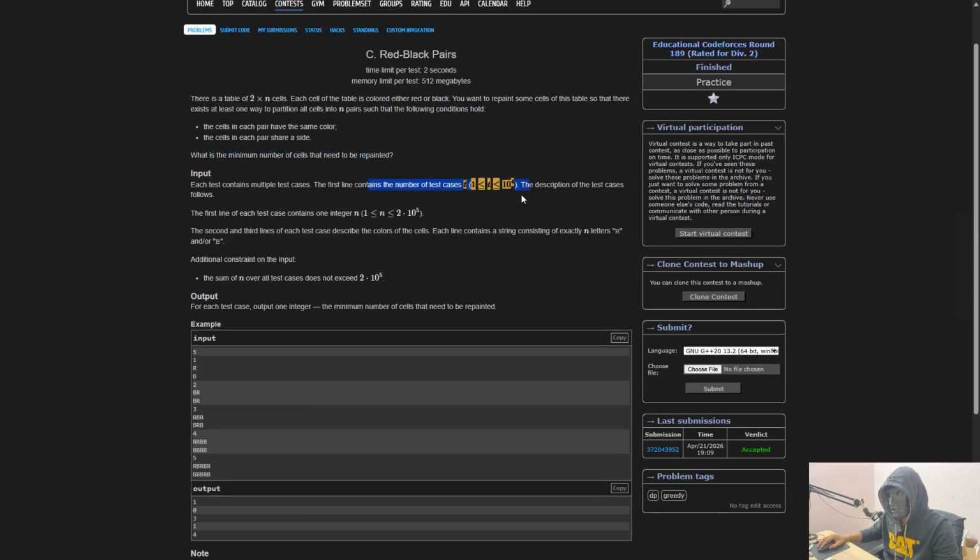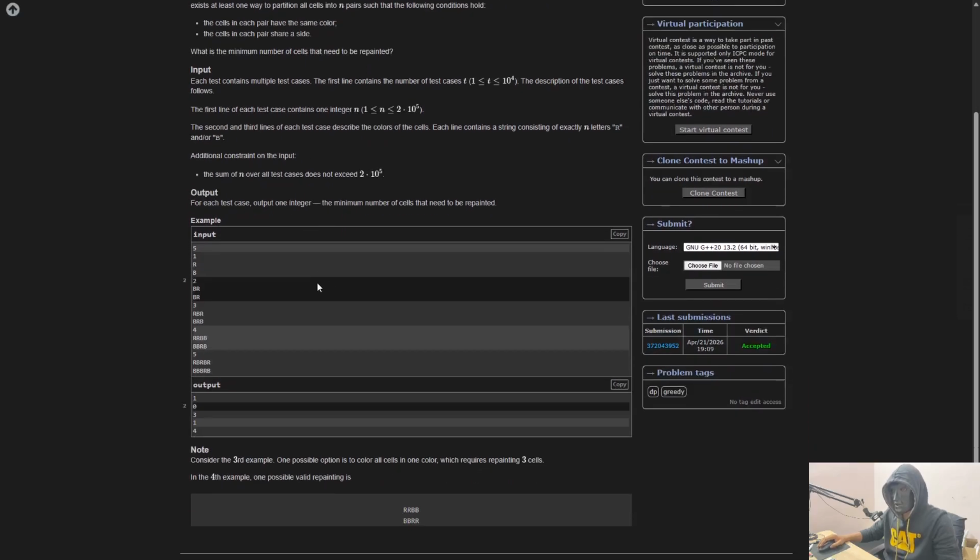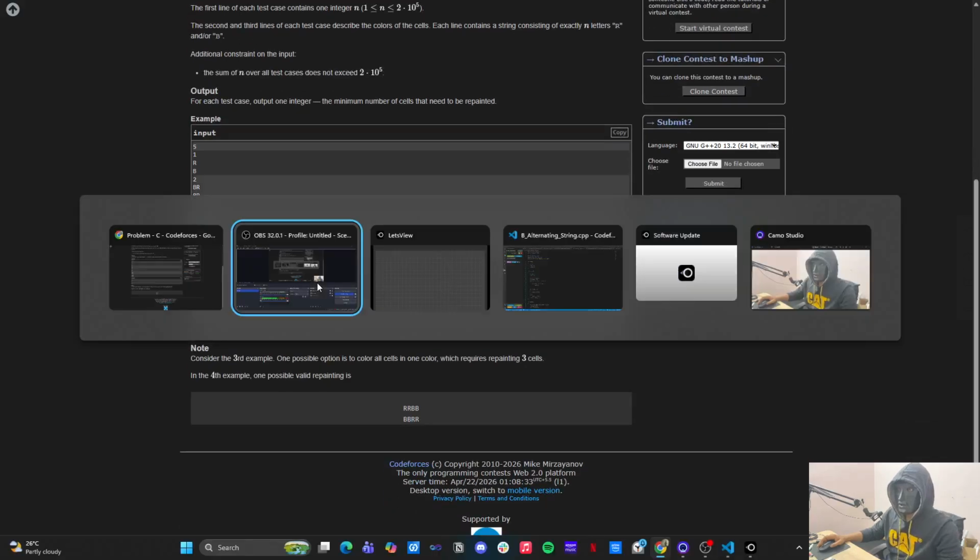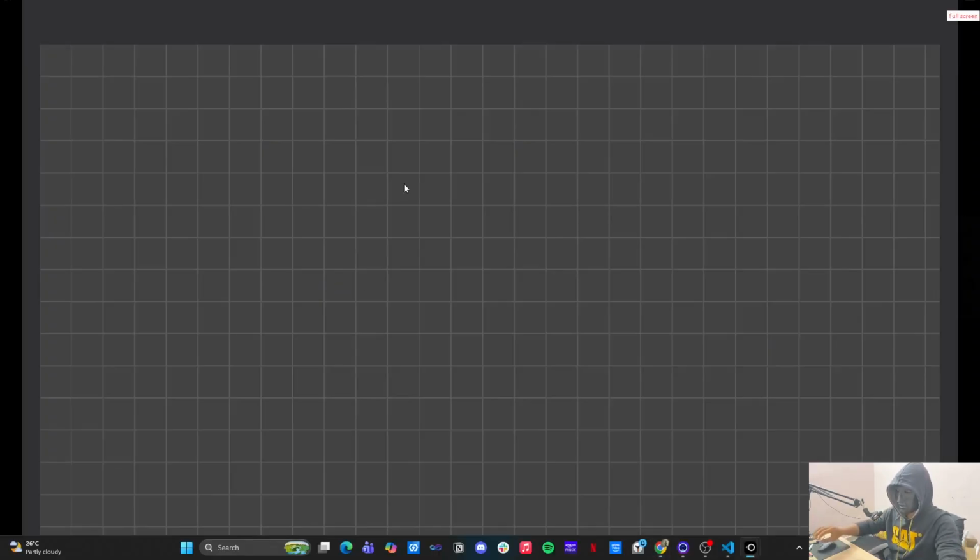So they have given test cases and they have given n, and the second and third lines of each test case describe the color of the cells. The second line says the top cells' colors, and the third line says the bottom cells' colors. So let's go to the iPad and try to understand what they're saying.